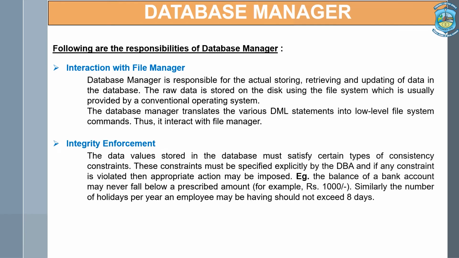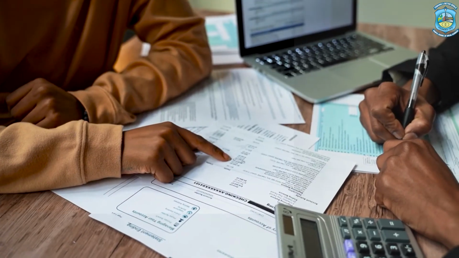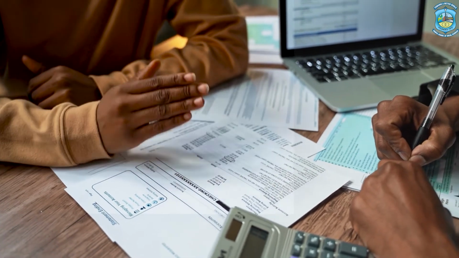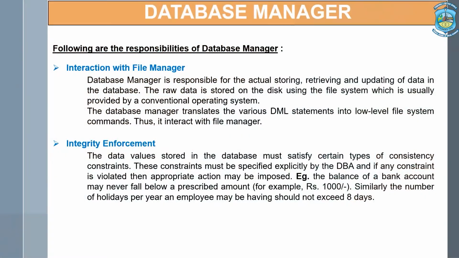Then we have the integrity enforcement module. Here, the data values stored in the database must satisfy certain consistency constraints. That means we should ensure that the data which we are entering is correct. For example, the balance of a bank account should never fall below a prescribed amount. For example, the minimum balance should be 1,000. Similarly, the number of holidays per year an employee may have should not exceed 8 or 13, whatever it is, depending upon the company policy. So if these checks are in proper place, then our data will be very consistent. We should not enter the wrong data.